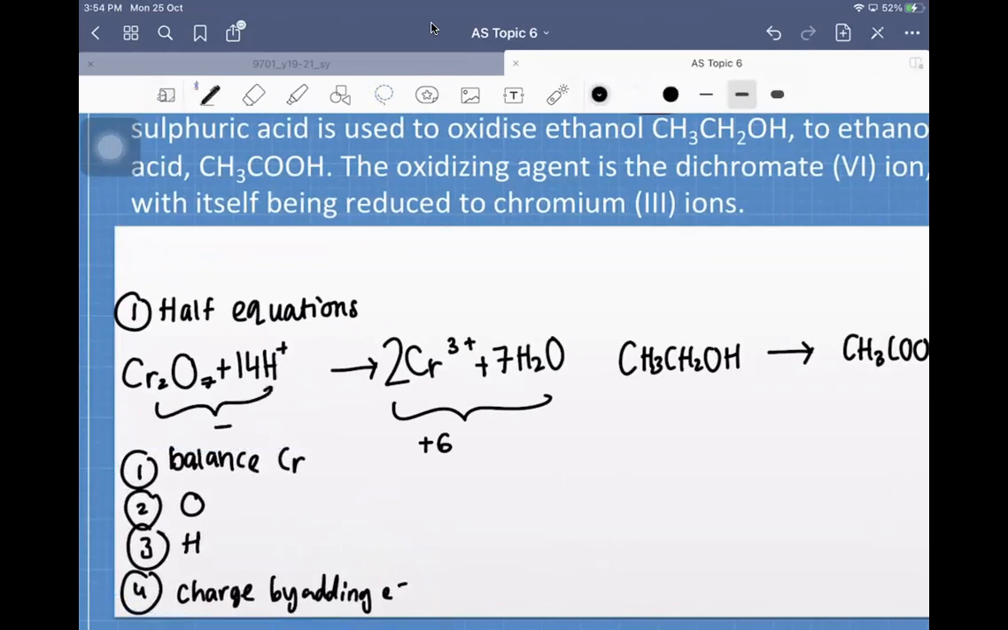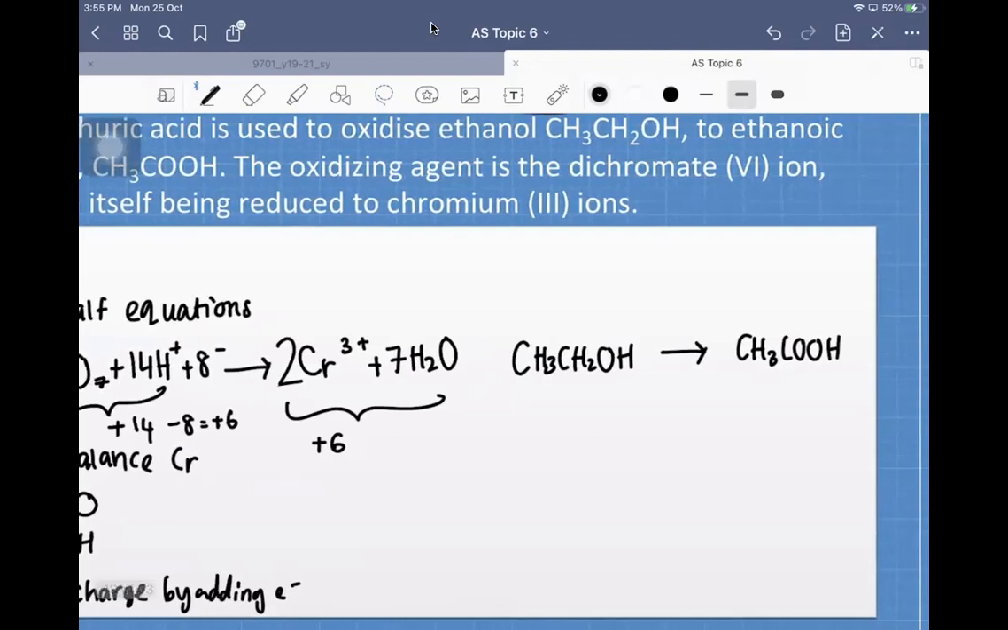So here, plus 14. So that is a difference in 8 units. And what I can do is I add 8 electrons. So now I've got plus 6 on the left and plus 6 on the right. Okay, done.